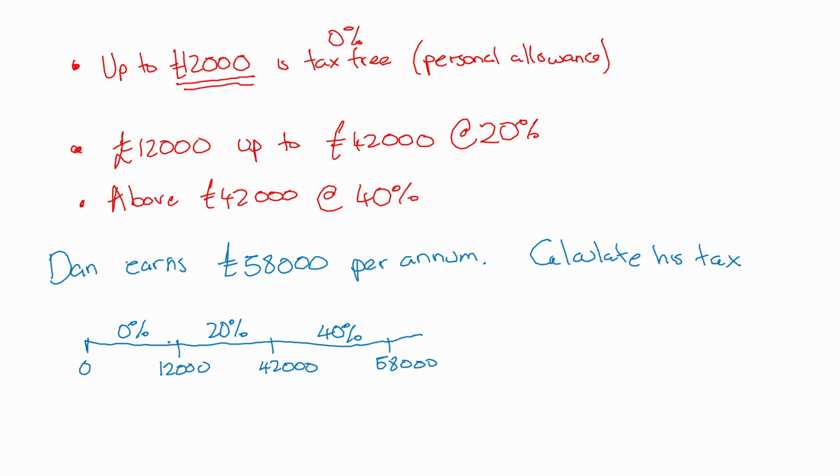But how much money is in there? There's the first sum. Well, 0 to 12,000 is full, so it's 12,000. 12,000 up to 42,000 is full, which is 30,000. 42,000 up to 58,000 is basically taking these away from each other.